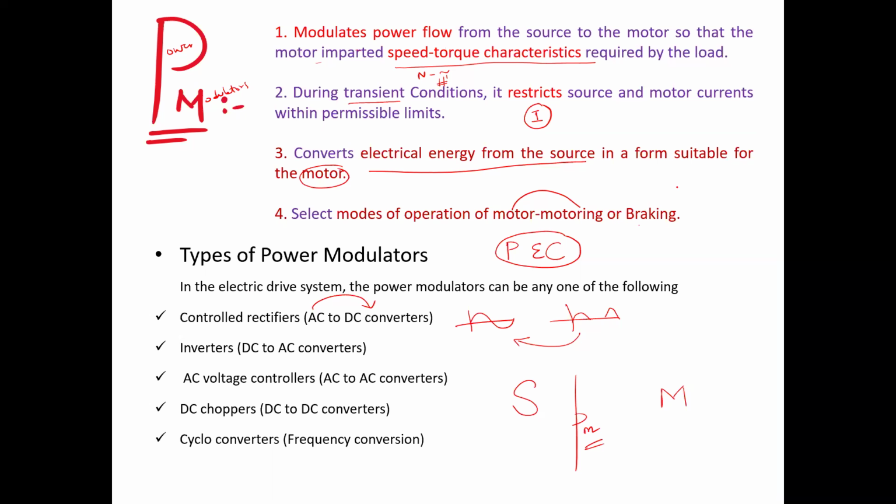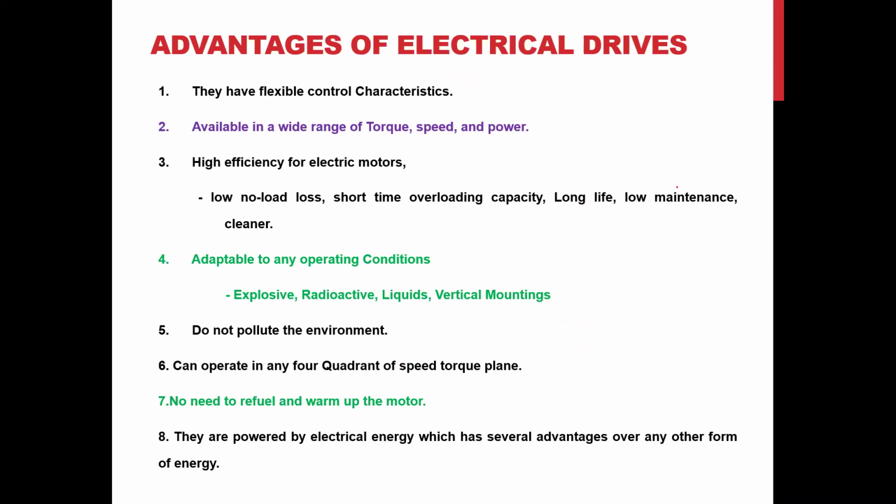Moving to the next part, the advantages and disadvantages of electrical drives. The first and foremost thing is that they have flexible control characteristics. We can increase or reduce the speed levels, everything is possible, depending upon the sensing and controlling unit and power modulators. They are available in a wide range of torque, speed, and power characteristics.